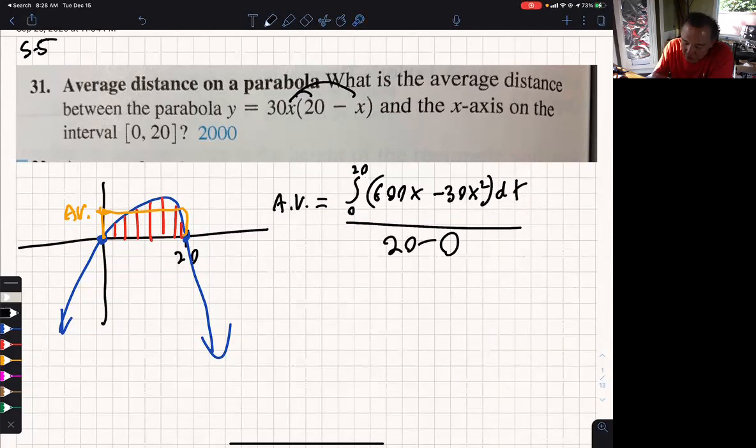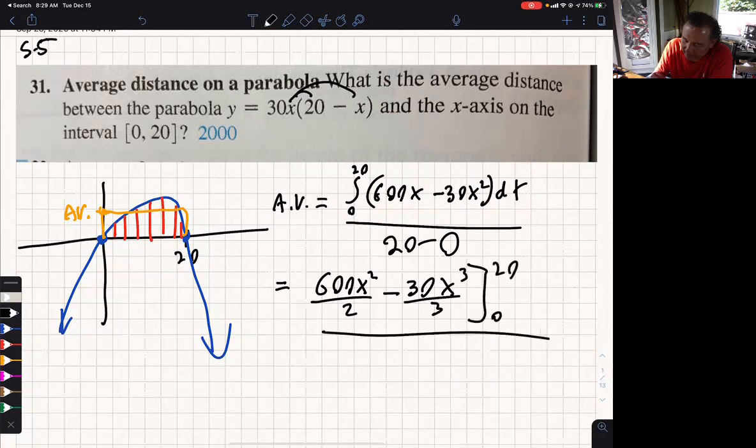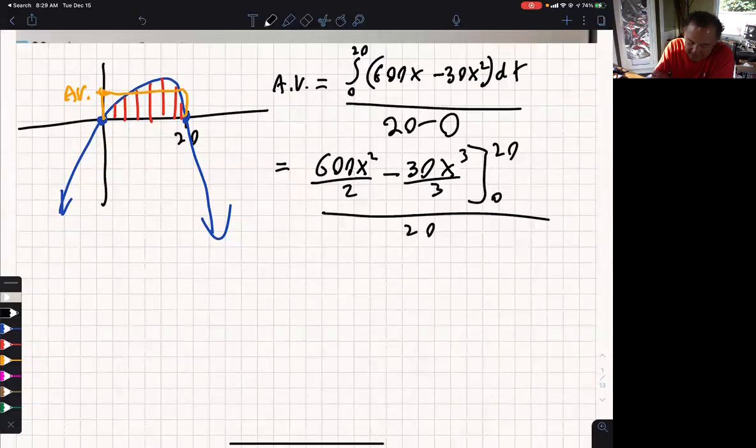All right, let's go. I'm trying to wake myself up. First, we find the antiderivative of that. So we add 1 to the exponent and divide by that, right? So we're going to get 600x squared over 2 minus, and then we add 1 to that exponent, so it's going to be cubed over 3, 30x cubed over 3, from 0 to 20, and then after all said and done, we divide by 20. Let's simplify. This will be 300, and this will be 10.